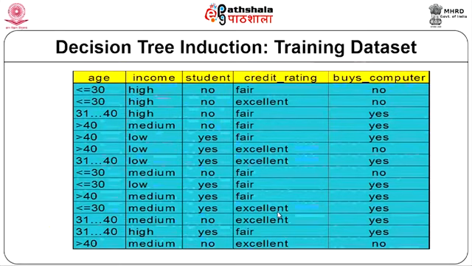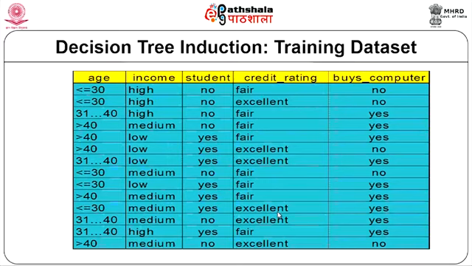We have taken a training data set. You have attributes called age, income, student, credit rating, and buys a computer. There is no special rule that you should write buys a computer, the target attribute, at the end, but this is the standard that is followed. So, how many attributes do you have here? You have 4 attributes: age, income, student, and credit rating.